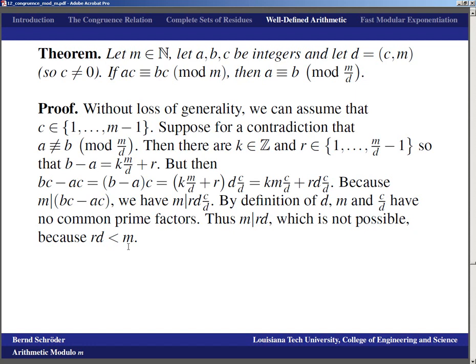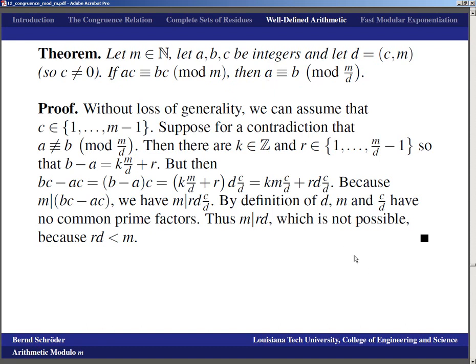Okay, I jumped the gun here a little bit. I wanted to go with r times c. I have to go with r times d, and that's because r is smaller than m over d minus 1, so r times d is smaller than m, and that means that m cannot divide that number, especially because r times d is also greater than 0. Okay, so that means as long as we are willing to switch the modulus, we can have a cancellation law.